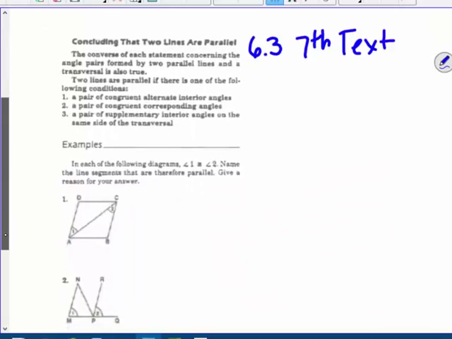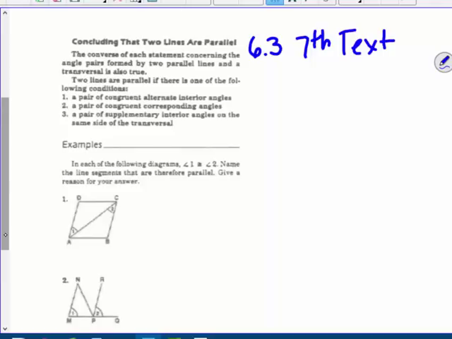So the video starts here at 6.3, 7th grade text, concluding that 2 lines are parallel. The converse of each statement concerning the angle pairs formed by 2 parallel lines and a transversal is also true. So far, we've seen that we're given 2 parallel lines, and therefore you have alternate interior angles that are congruent. You have alternate exterior angles that are congruent. You have corresponding angles that are congruent, and a pair of supplementary interior angles on the same side of the transversal.